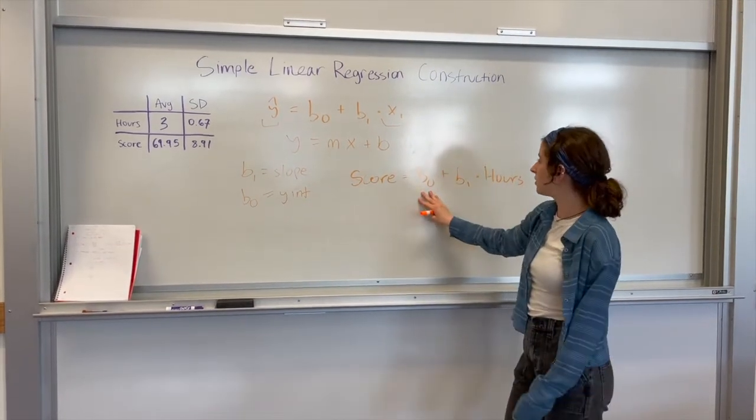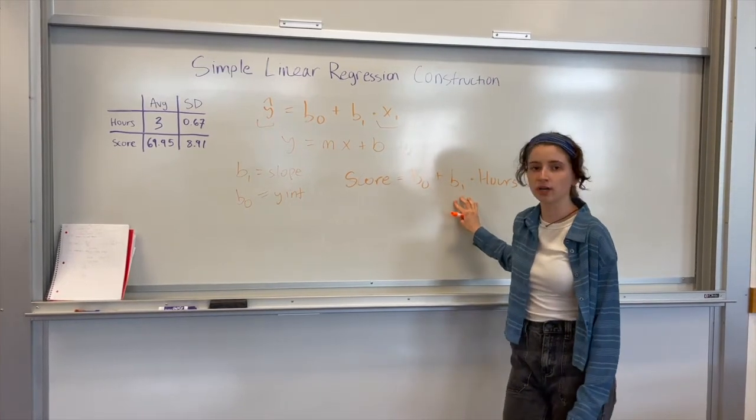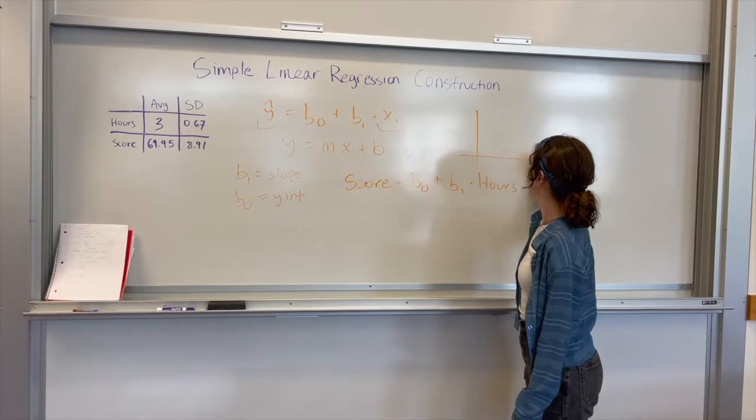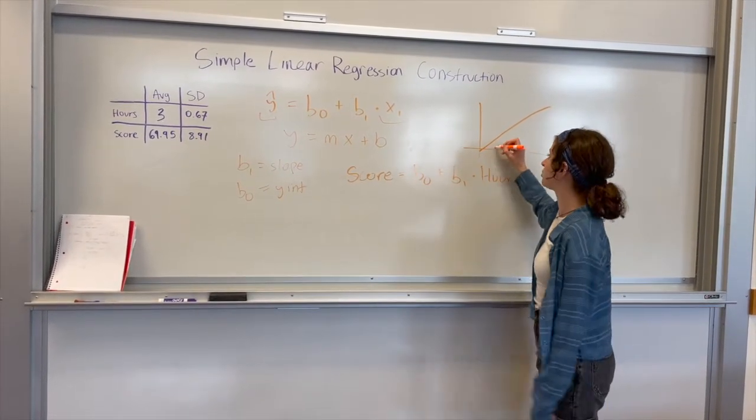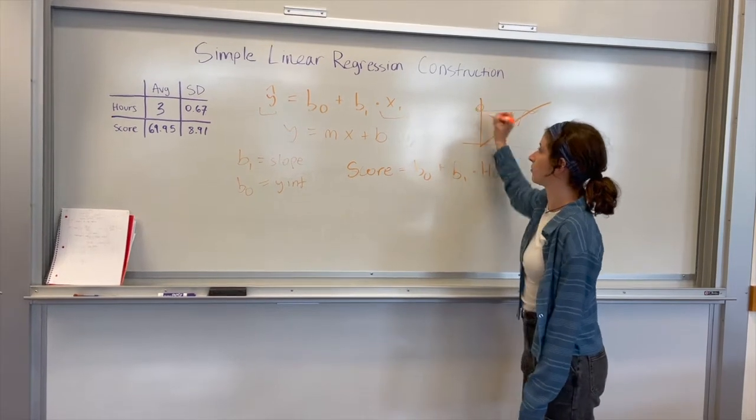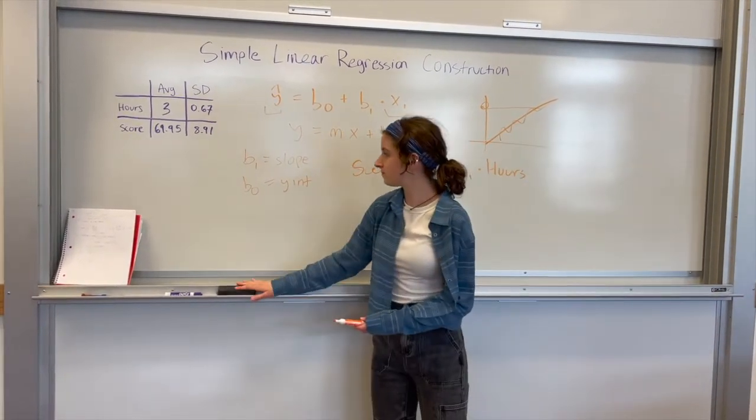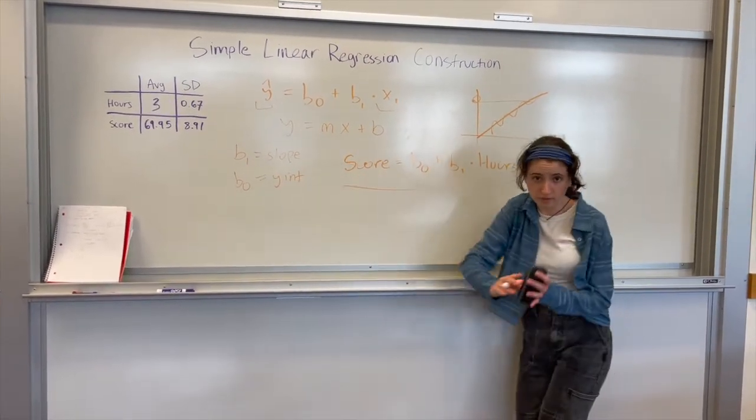You have to multiply your hours by your slope, because the slope is like saying how x changes, and that affects what you get for y. So that's why you multiply x by your slope, b1. And that's the answer for the first part.